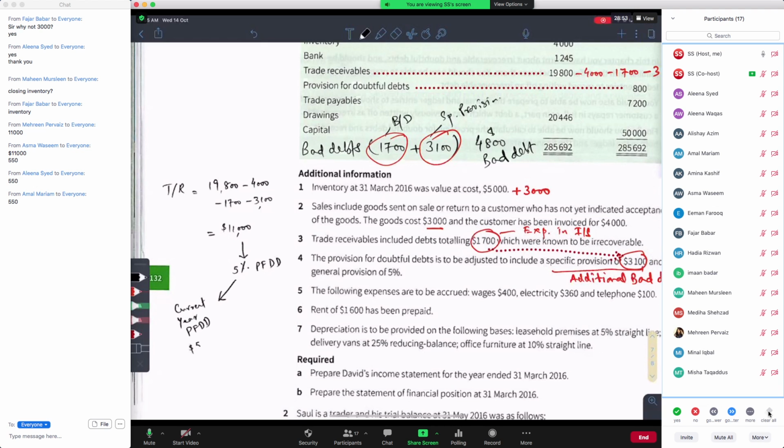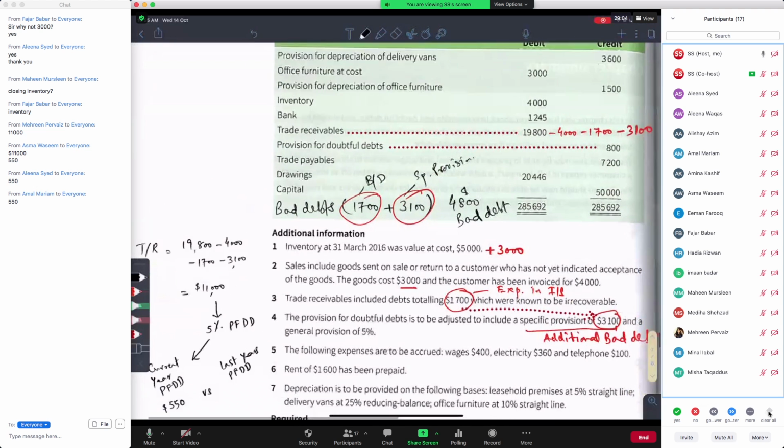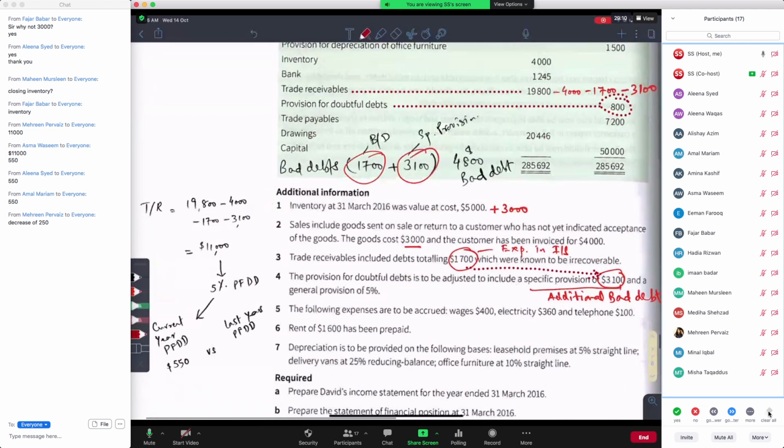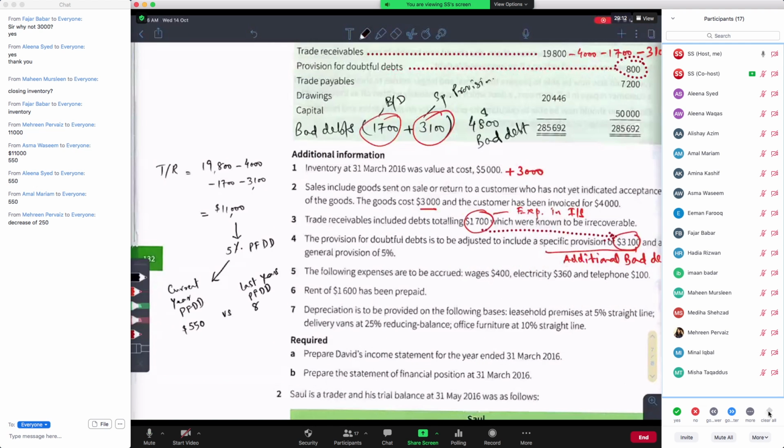$550. And what do we do then? We compare it with the last year's provision. So last year's provision for doubtful debts is already there in the trial balance. You can find it here, $800, right? So last year it was $800. So that means the incremental change between the two is, I think, $250, right?